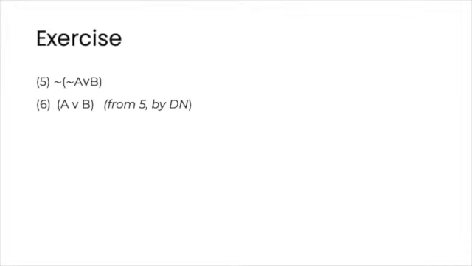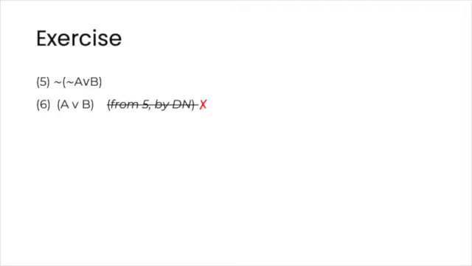First, let's see if you can recognize correct applications of rules. Suppose that I went from 5, which is not parenthesis, not A or B, to 6, which is simply A or B, or vice versa. Would this be a correct application of DN? Think about it for a second.